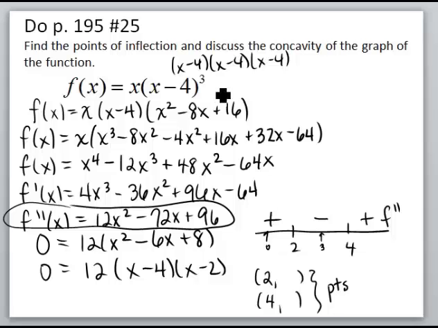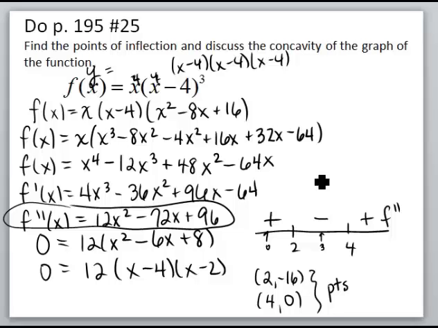And where do I get my y value? Way back up here at the beginning. So if I plug 2 back in up here, my y equals 2 times 2 minus 4 cubed. 2 minus 4 cubed, that would be negative 2 times negative 2 times negative 2, which is negative 8, times 2, which is negative 16. Plug 4 in up here, and you end up getting 0. So the points of inflection are 2, negative 16, and 4, 0.